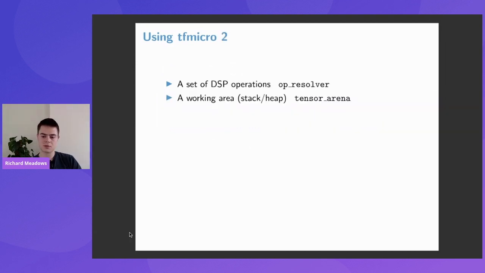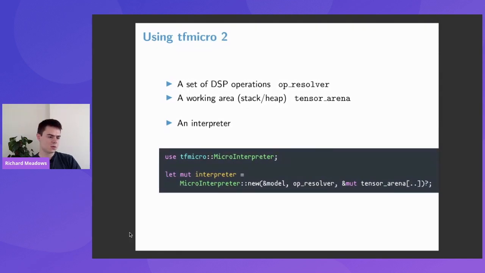There are two other things that we need to start doing inference, and I'm going to skip over them here, but I promise they're just one or two lines of code. We need something for looking up the DSP operations that are used as part of the inference process. The default option is to use all the possible DSP operations supported by TensorFlow, but the downside of that for microcontrollers is that it uses lots of flash memory. So we can get around that by specifying only the operations we need. The second thing is that TensorFlow internally has its own stack or heap memory, allocated with its own memory allocator, so we need to provide some memory for that. Once we've got all those three things, the model, the op resolver, and the tensor arena, we can put them together to make an interpreter.